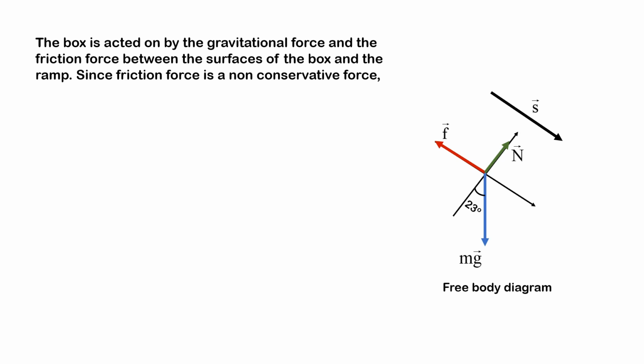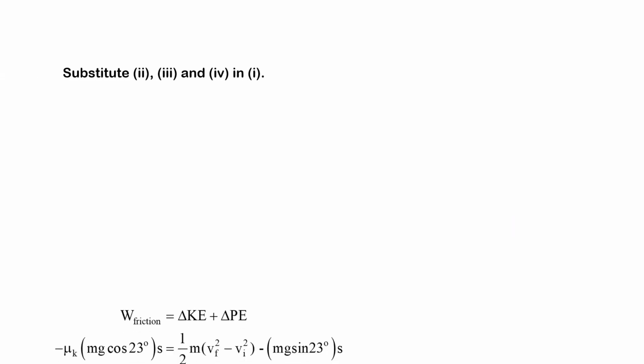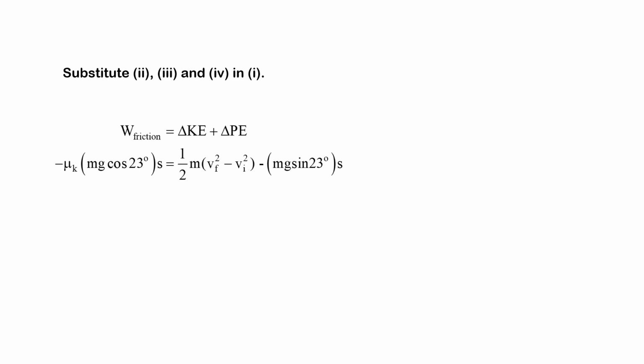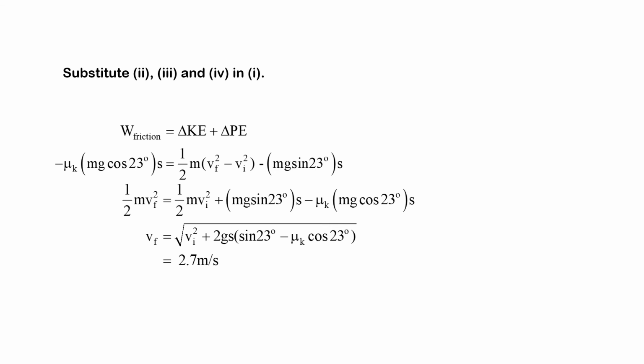Work done by friction force equals the change in kinetic energy, delta KE, plus the change in potential energy, delta PE. Proceed to obtain the equations for work done by friction, the change in kinetic energy, and the change in potential energy. Substitute equations 2, 3, and 4 into equation 1. The velocity of the box is determined to be 2.7 meters per second.